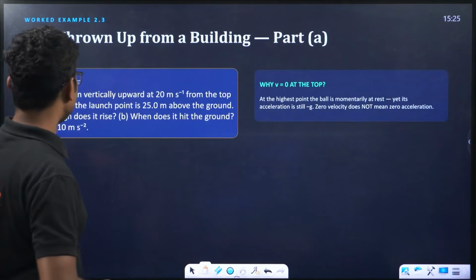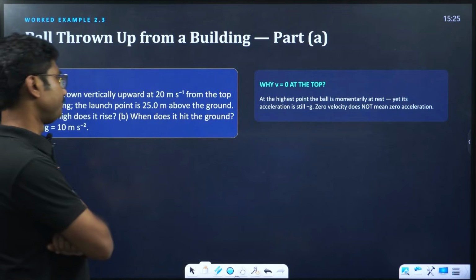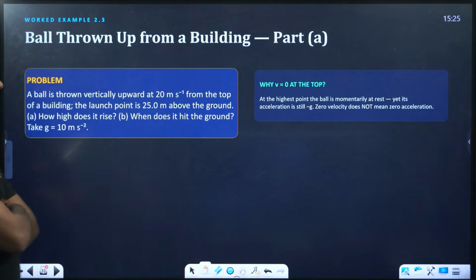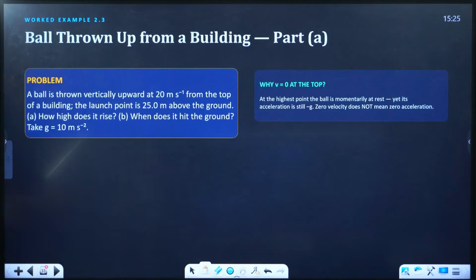So first, a ball is thrown vertically upward at 20 meters per second from the top of a building.